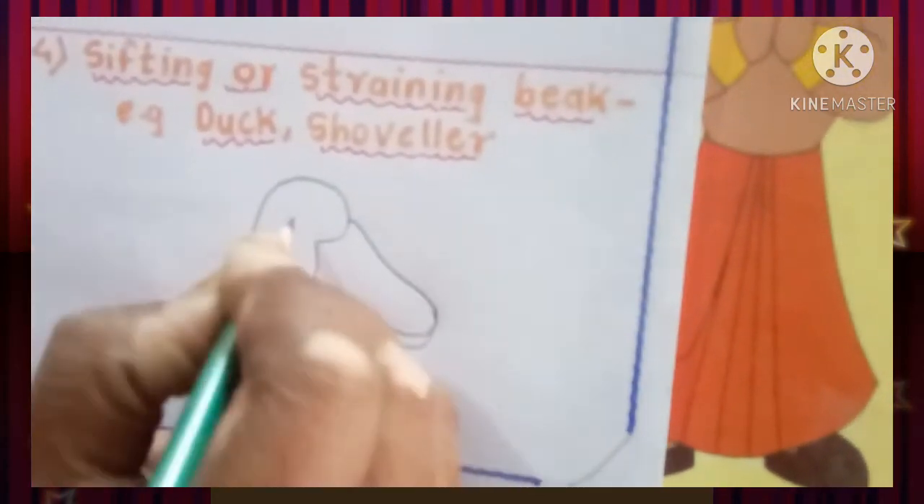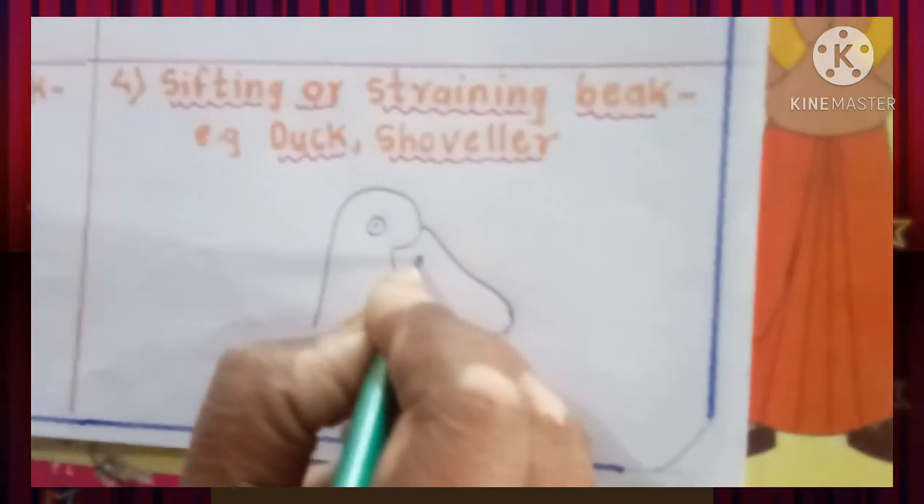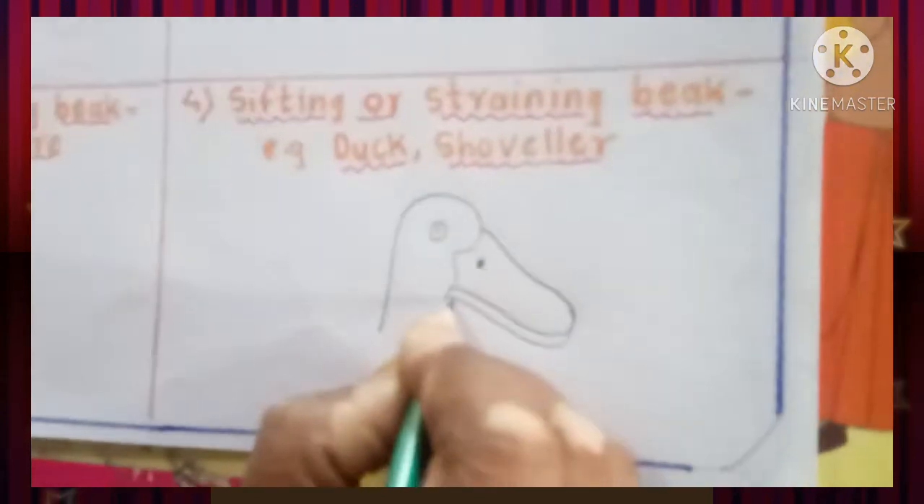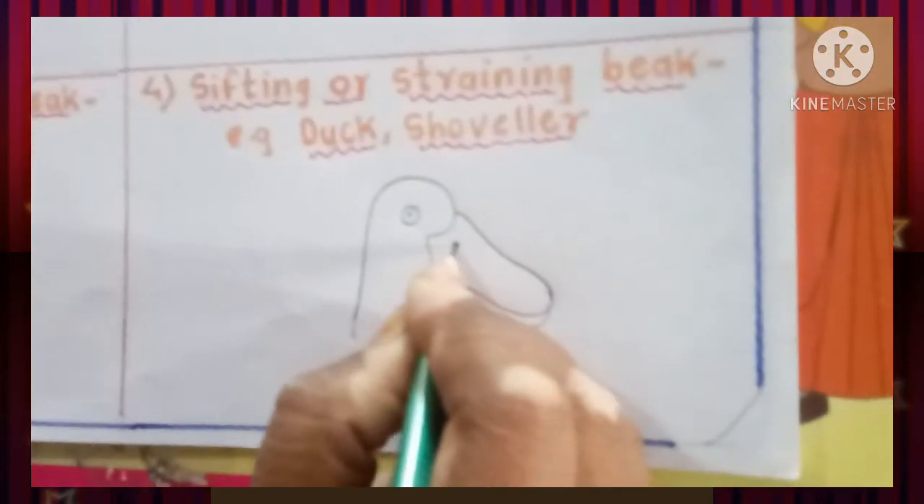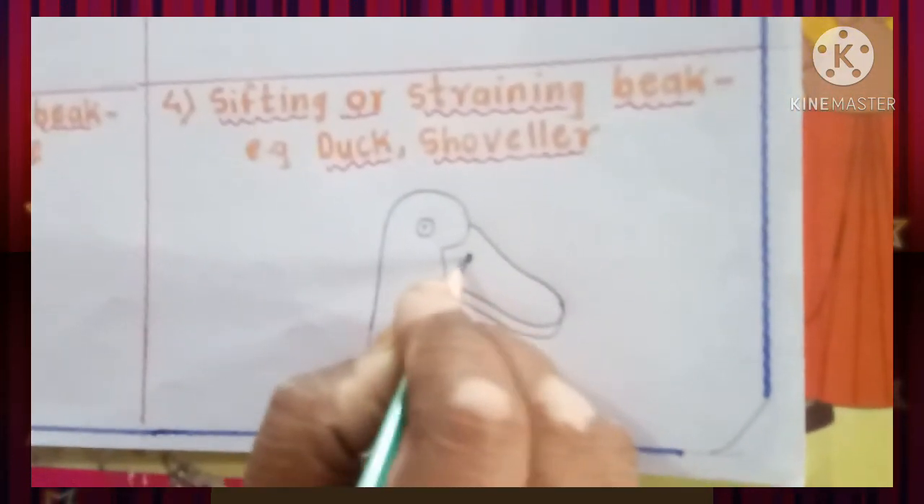And what does it have, children, on both sides? On both sides it has holes. It works like a sieve. When the duck catches the fish, along with the fish what comes? Mud, grass. This mud and grass is thrown away through these holes. That's why the beak is called a straining beak.